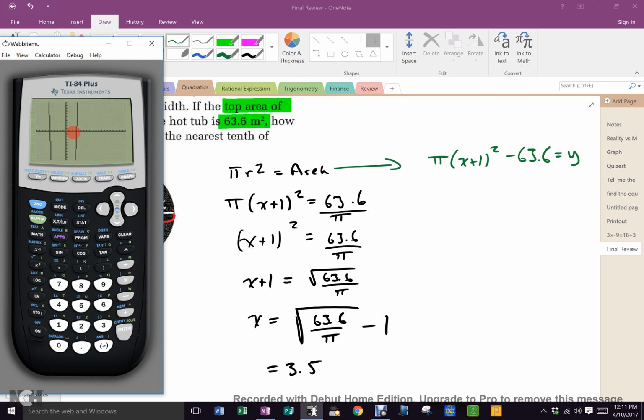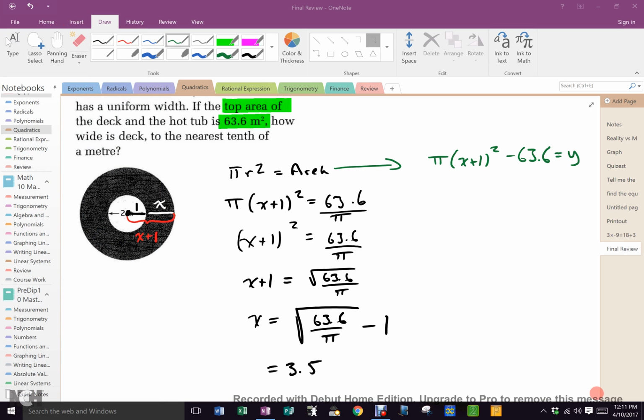Now I don't need the negative, I only need that 0, yes? So second calc 0. And then I just sort it out. Left boundary, there I come. Left boundary, enter. Right boundary, enter, enter. 3.4999, so it's 3.5. And I think that's it, isn't it?